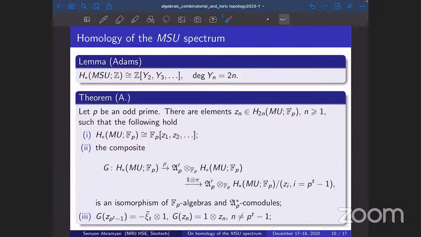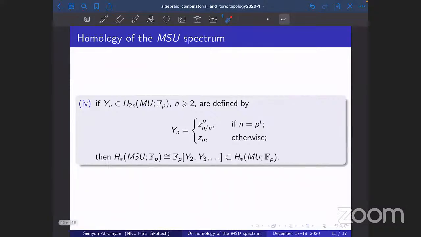Then the isomorphism between these two is explicit and written here. And finally, the most interesting for us: if we take y_n to be the polynomial generators z_n and z_n to the power p in given degrees, then these y_n are polynomial generators of mod p MSU homology.